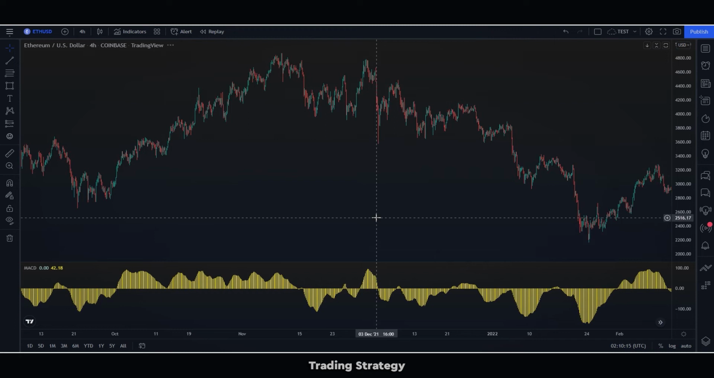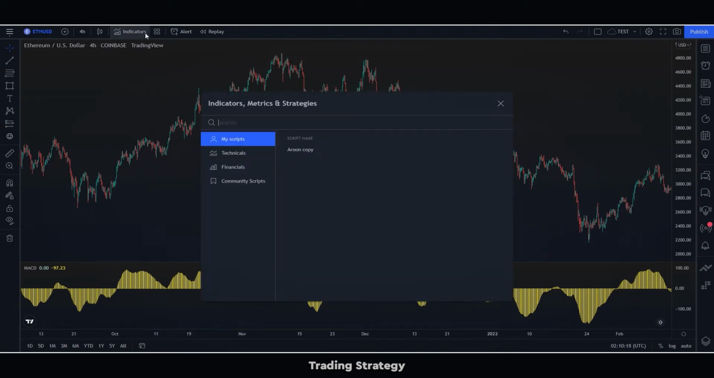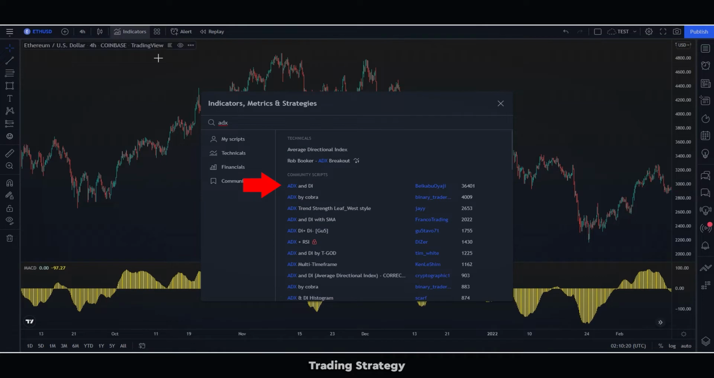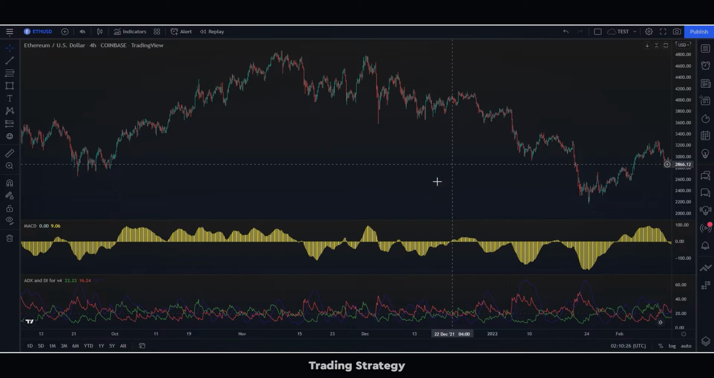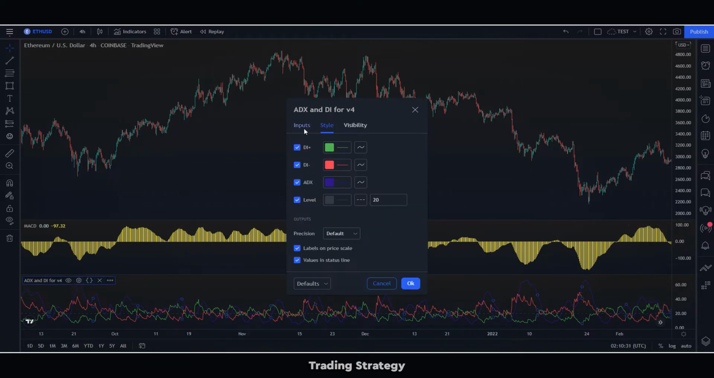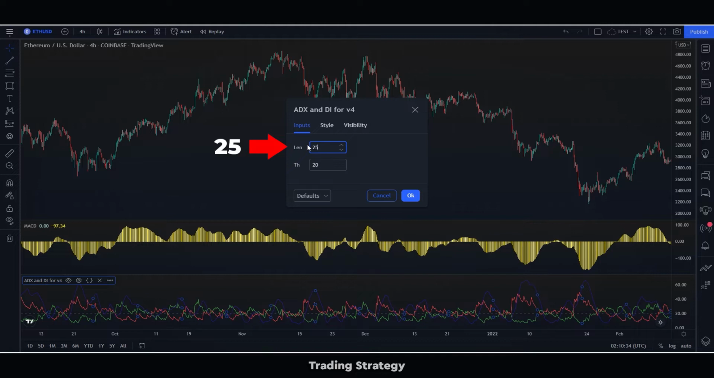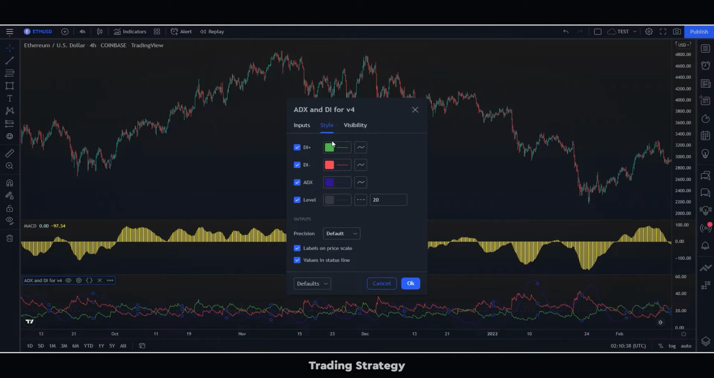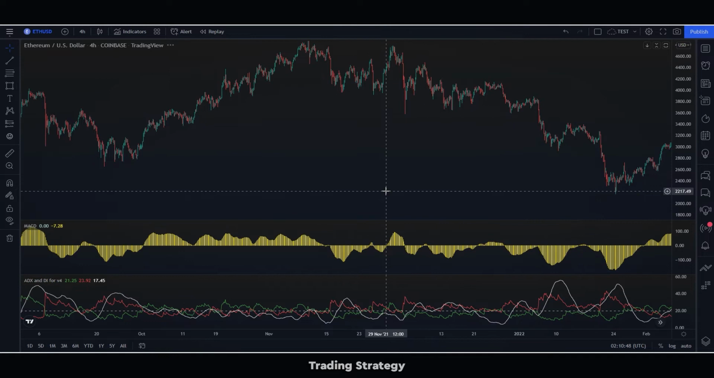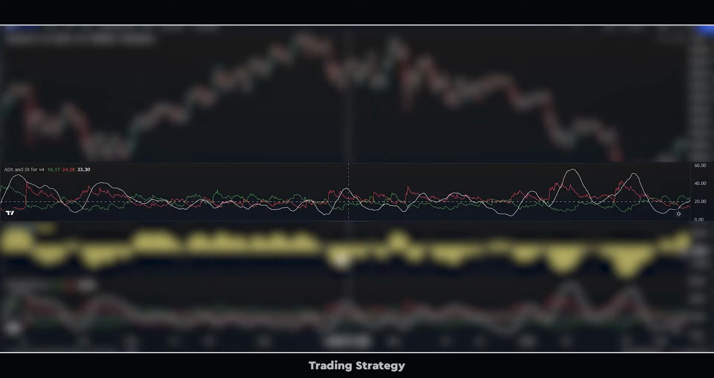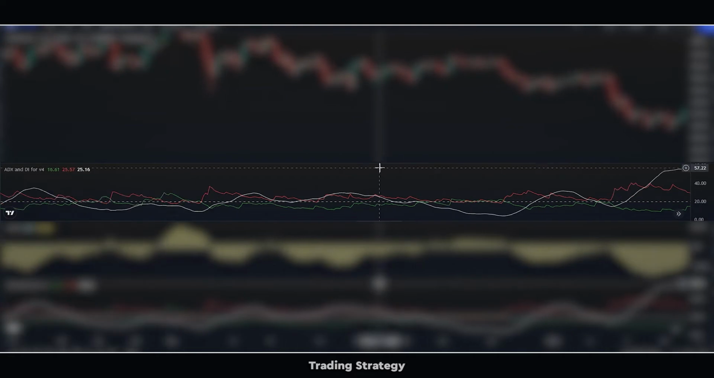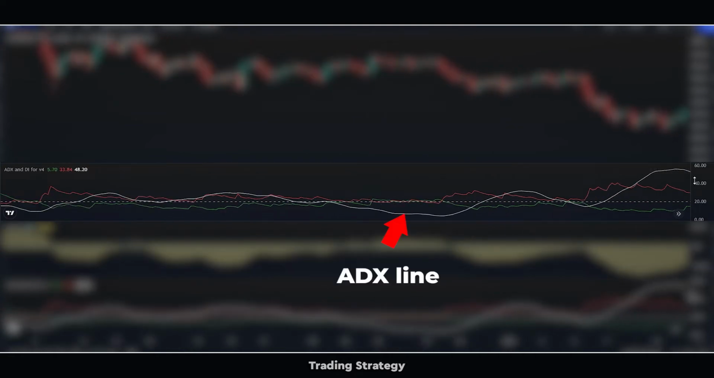The next indicator to add to the chart is the ADX+MACD indicator, with the following configuration of 25 and the following colors. In case you don't know what the ADX indicator is, the ADX, Average Directional Movement Index, has 3 lines: ADX, white, plus DI, green, and minus DI, red.